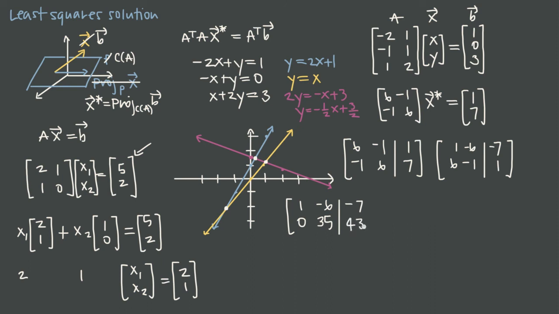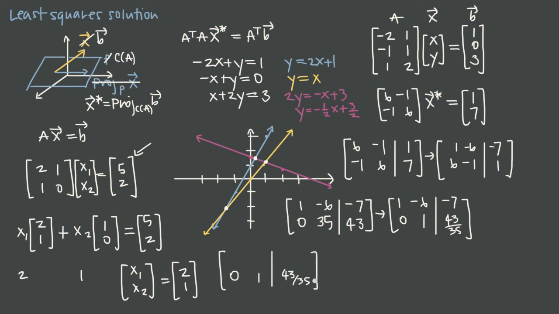Then we'll multiply through the second row by 1 over 35 to get a 1 in that pivot position. So 1, -6, and then -7. And here we'll get 0, 1, and then 43 over 35. And then we'll add 6 of the second row to the first row. So our second row will stay the same, 0, 1, and then 43 over 35.